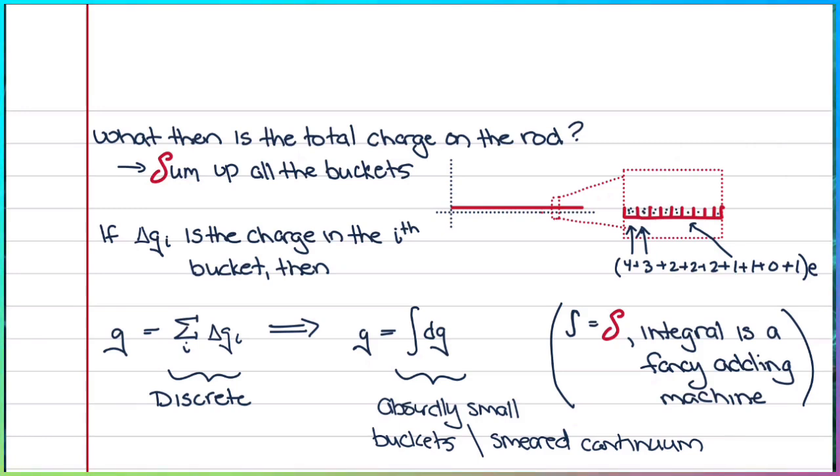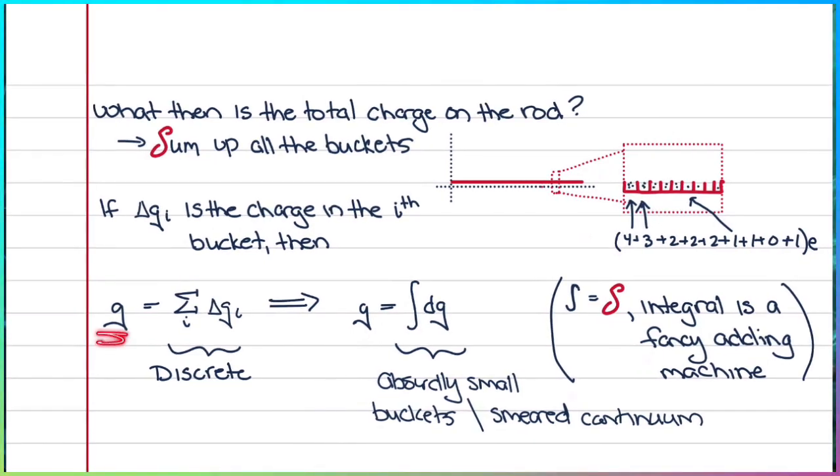Such that if I were to say that each bucket has delta Qi on it, this bucket has delta Q1, this bucket has delta Q2, delta Q3, 4, 5, 6, etc. Then the total charge in this case is just going to be I add up all the buckets. So it's just adding up over the buckets, and how much charge is in each bucket.